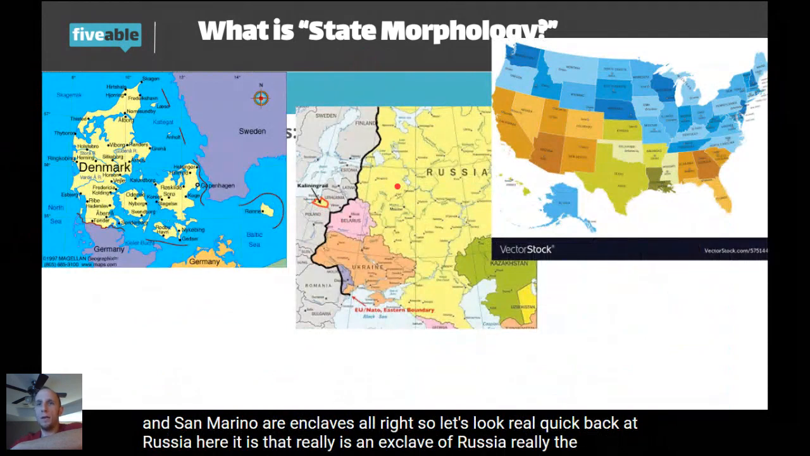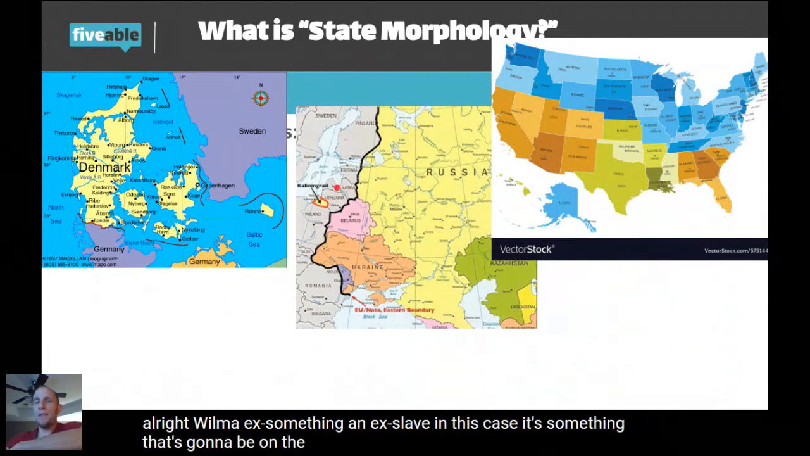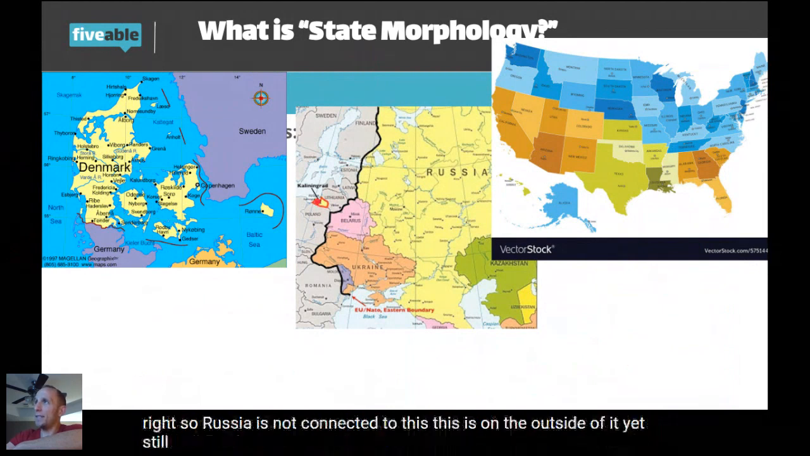When you look at the prefix ex, we're talking about x something. An exclave in this case is something that's going to be on the exterior, on the outside of the state. So Russia is not connected to this. This is on the outside, yet it's still part of Russia. It's going to be an exclave.